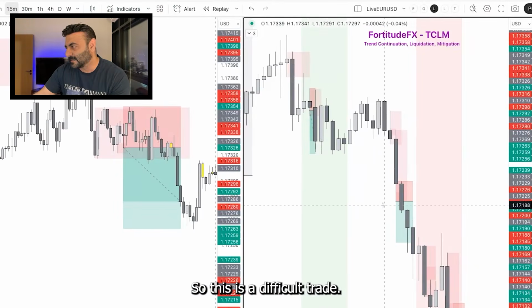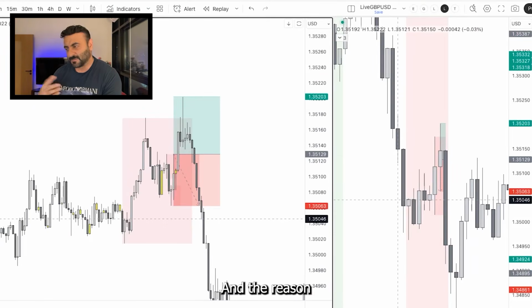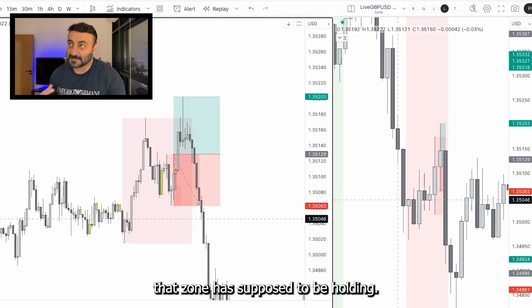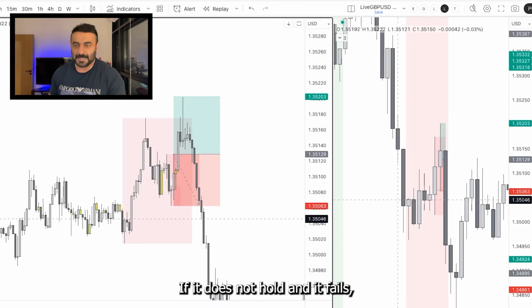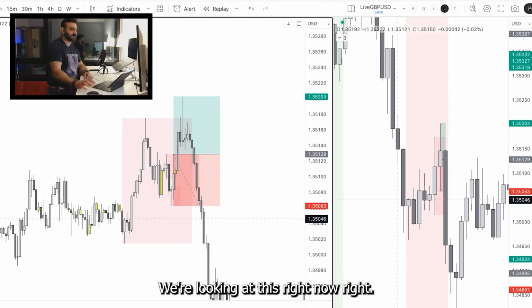So this is a difficult trade. In terms of the entry model, failed reaction, what are we looking for? The reason why we call it a failed reaction is because the zone that price is reacting from is supposed to be holding. If it does not hold and it fails, then I call it a failed reaction. So forget the outcome of this trade that we are looking at right now.